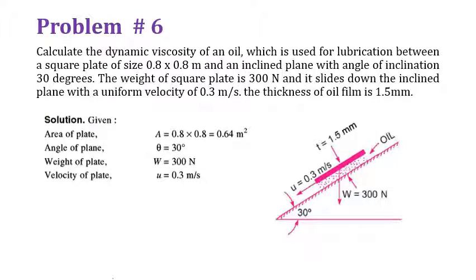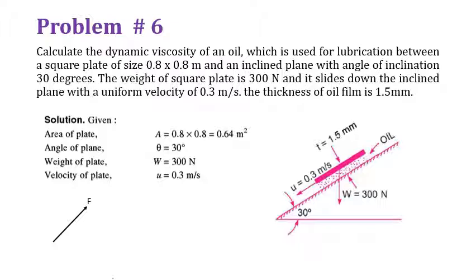Calculate the dynamic viscosity of an oil which is used for lubrication between a square plate of size 0.8 by 0.8 meter and an inclined plane with the angle of inclination 30 degrees. With the help of this statement you can draw this figure. We have an inclined plane which is making an angle of 30 degrees with horizontal. The weight of the square plate is 300 Newton and it slides down the inclined plane with a uniform velocity of 0.3 meter per second.